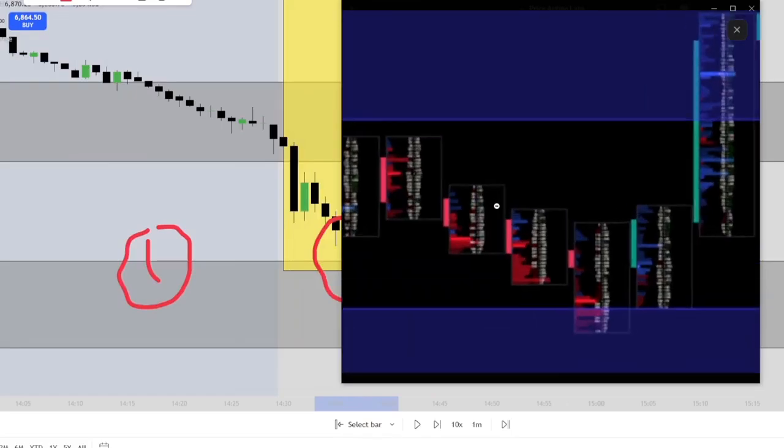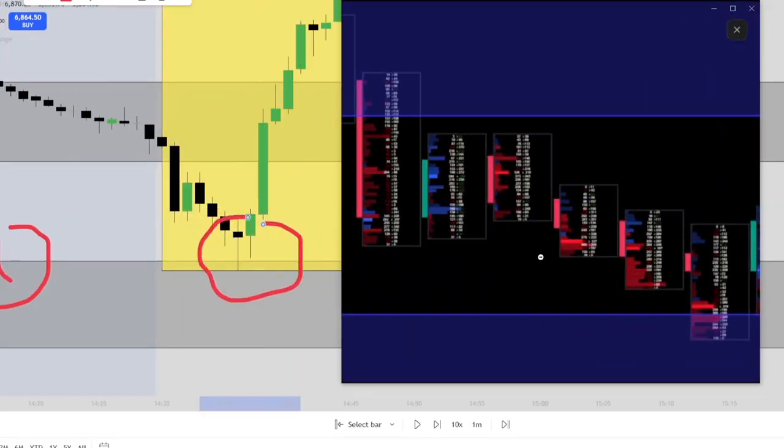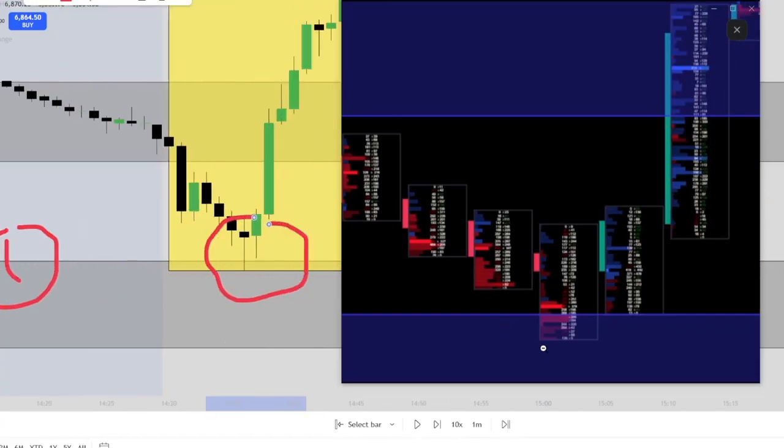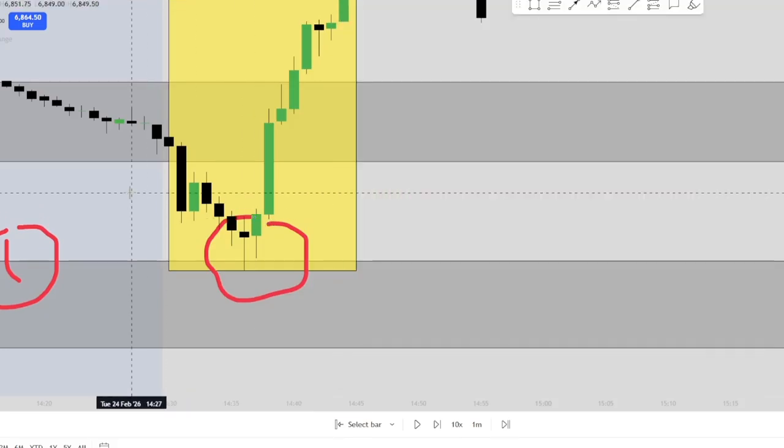Now, we've been through this. I've been through this on the channel a lot of times, right? But this rejection of key level 1 was here. Now, what is this, right? What does this actually represent, right? What do the footprint charts tell us?